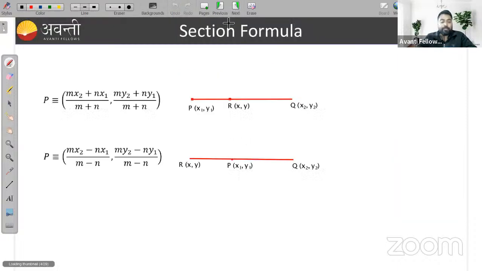Then we'll see section formula. There are 2 formulas for section formula. All of you know, yes or no? First formula is for internal division.